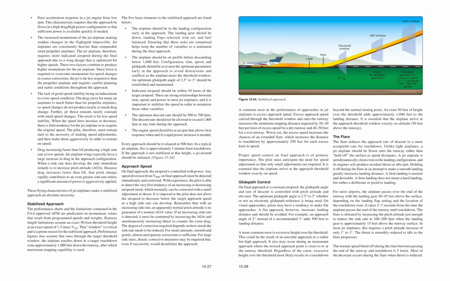Proper speed control on final approach is of primary importance. The pilot must anticipate the need for speed adjustments so that only small adjustments are required. It is essential that the airplane arrive at the approach threshold window exactly on speed.